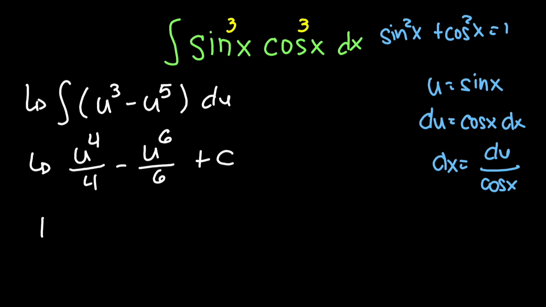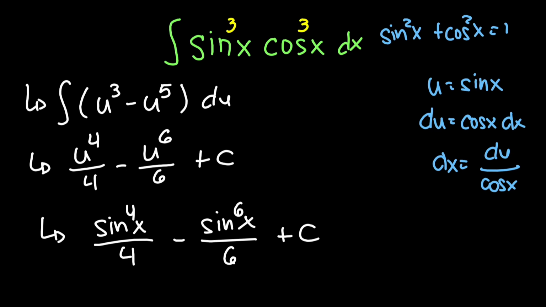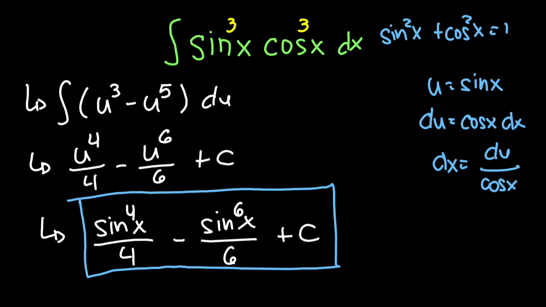And for your final answer, put u back into its original form, which is sine of x here now. This would be sine to the power 4 of x over 4 minus sine to the power 6 of x over 6 plus c. For this one, you can see here that we have a sine as our final answer, but in our previous method, we have a cosine. I would want you to notice the opposition of the signs in those. For the cosine, we have a negative and a positive. But in our case here, we have a positive and a negative sign.